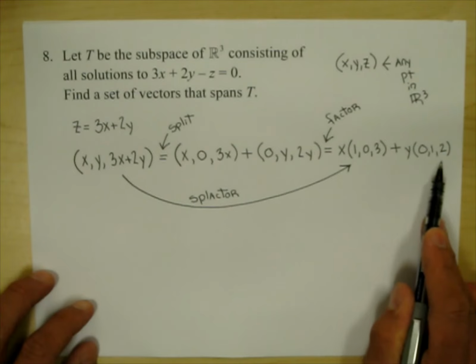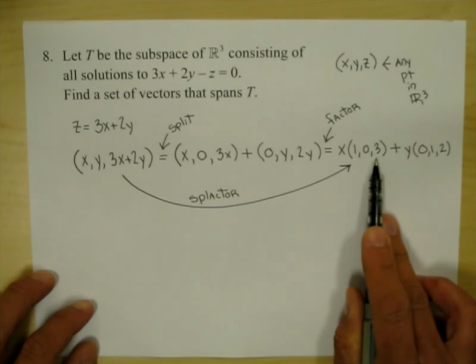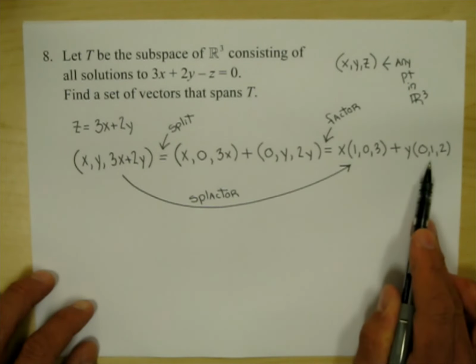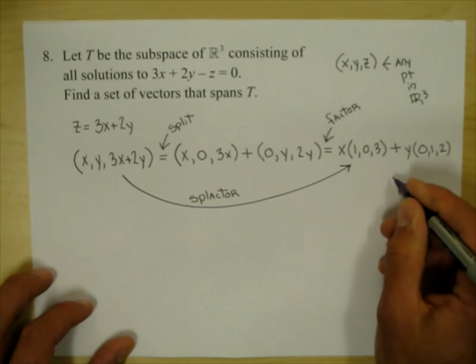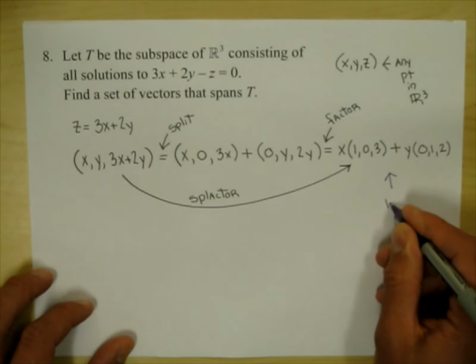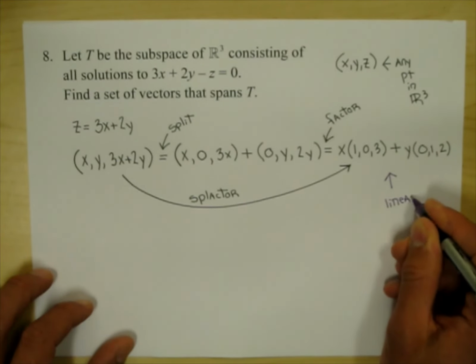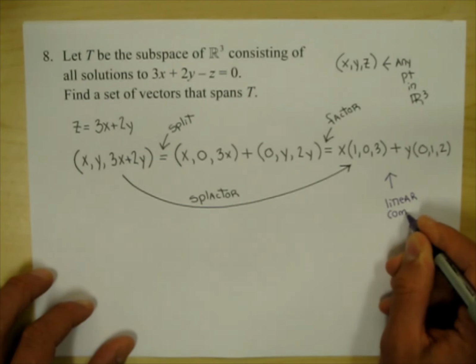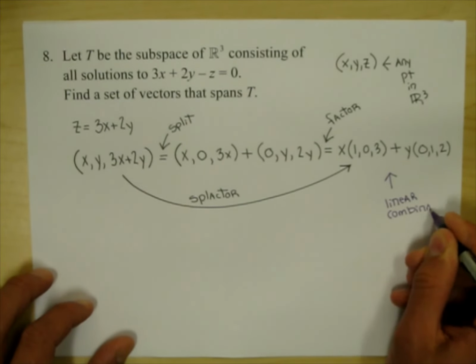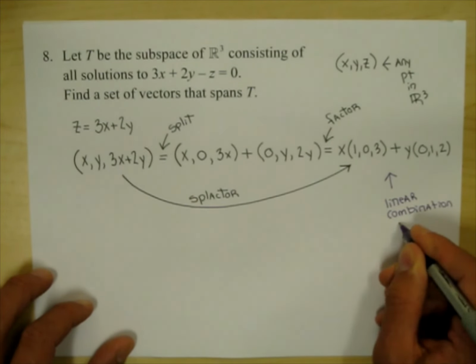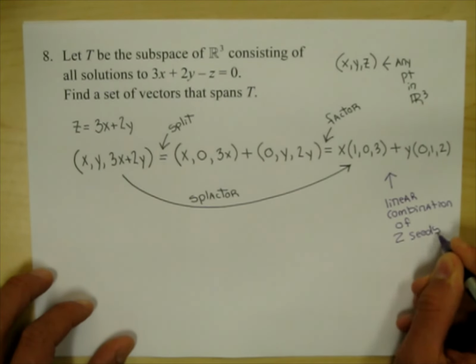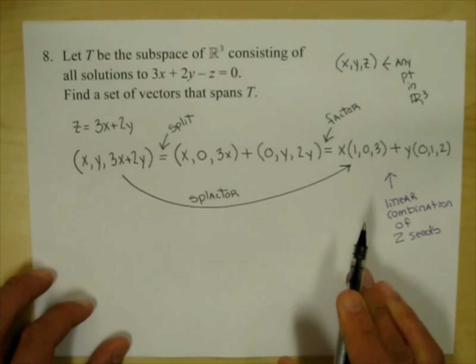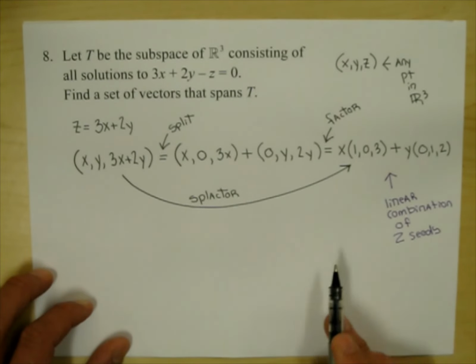Now, when we splatter, look what we have here. This looks like something that starts with an L, and it's two words. This right here is a linear combination of two seeds. The two seeds being 1, 0, 3 and 0, 1, 2.